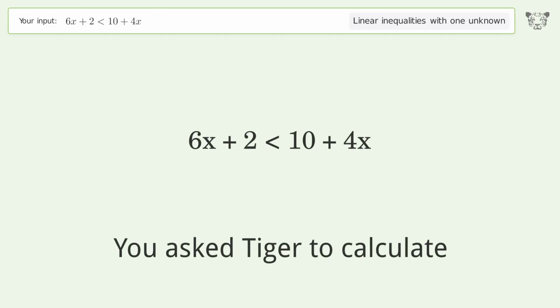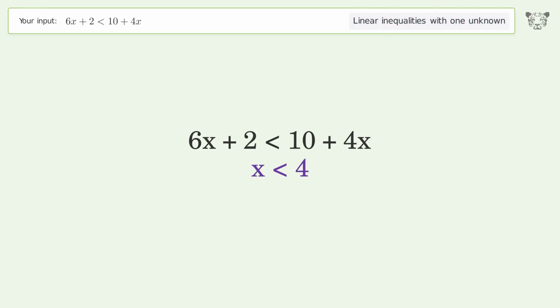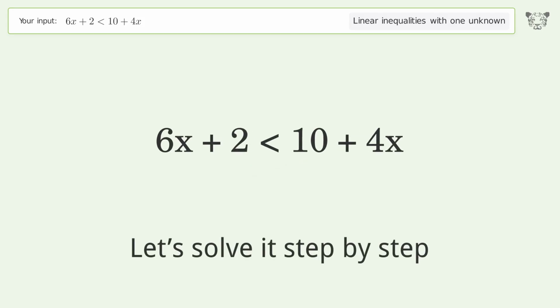You ask Tiger to calculate. This deals with linear inequalities with one unknown. The final result is x smaller than 4. Let's solve it step by step.